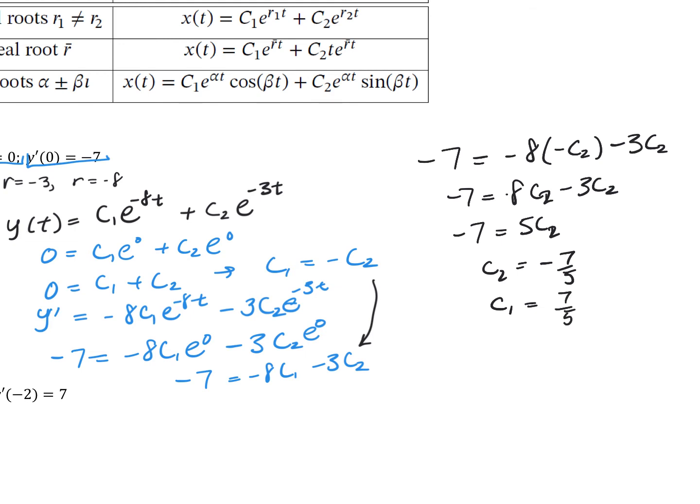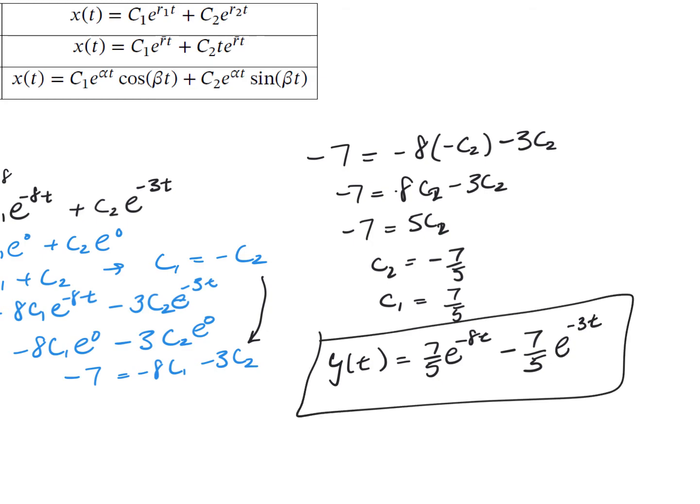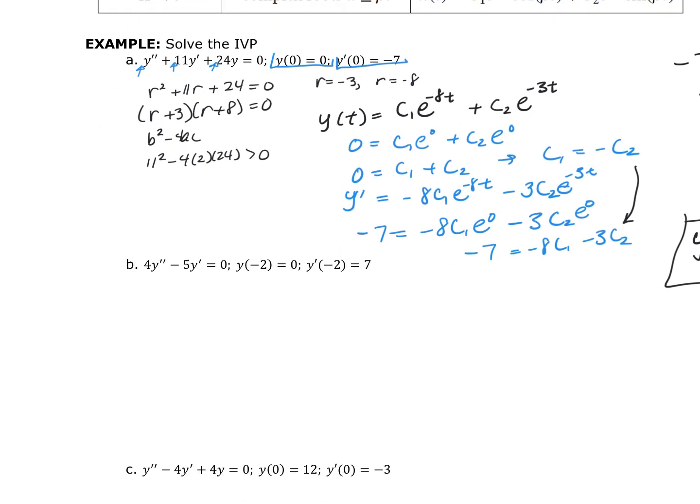So my solution then of y of t is going to be equal to 7/5 e raised to the -8t minus 7/5 e raised to the -3t. And that is my solution for that homogeneous system with those given initial conditions. Let's take a look at my second example here.